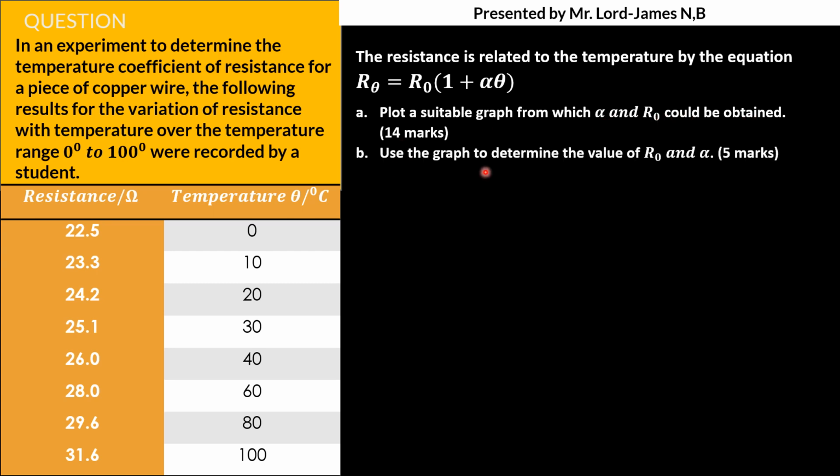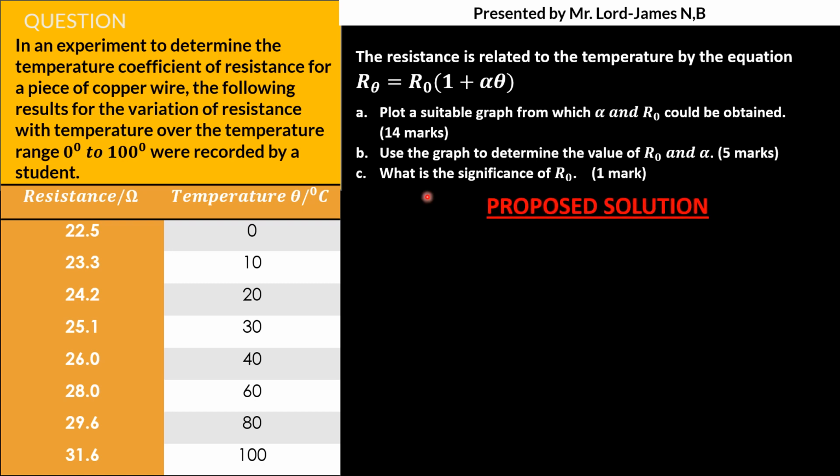The next is use the graph to determine the value of R naught and alpha. And the C part says what is the physical significance of R naught. So let's get a proposed solution to this particular problem.